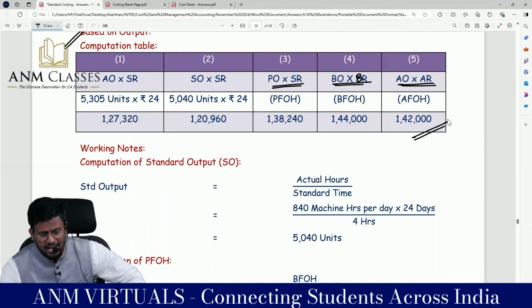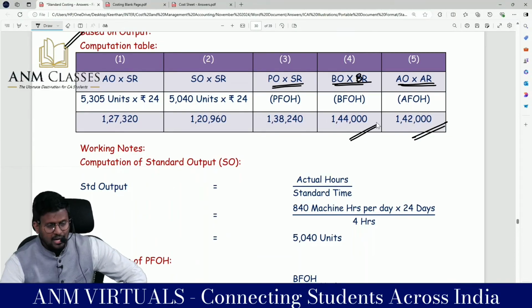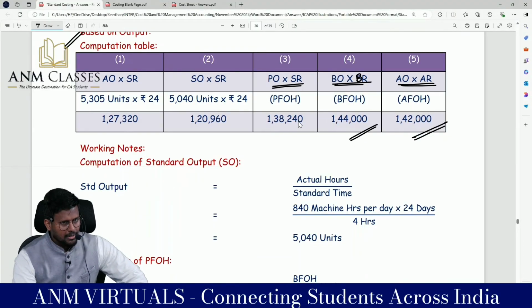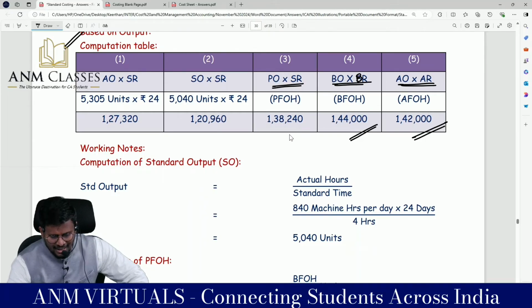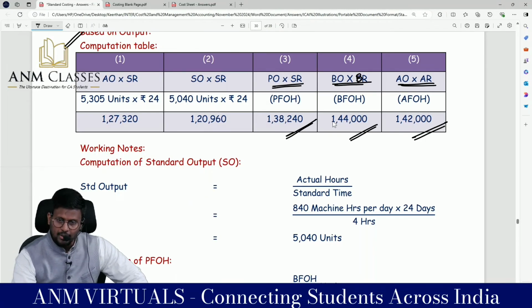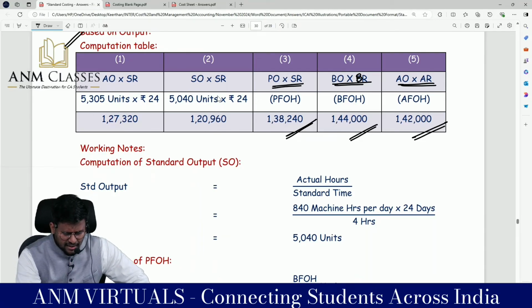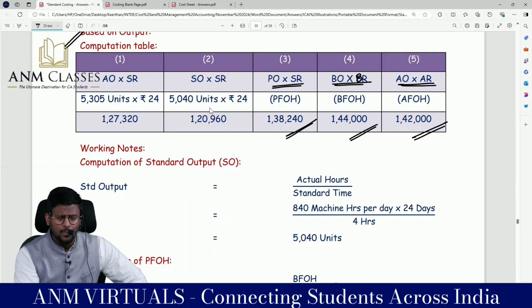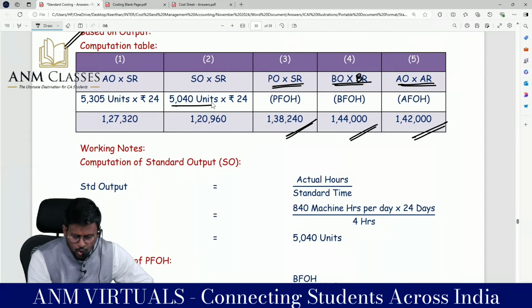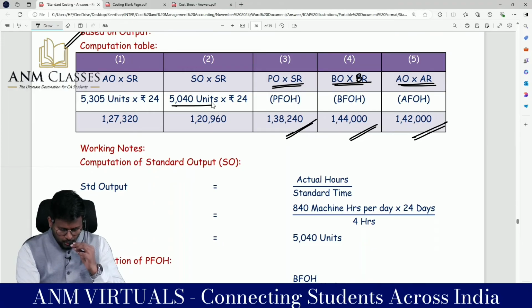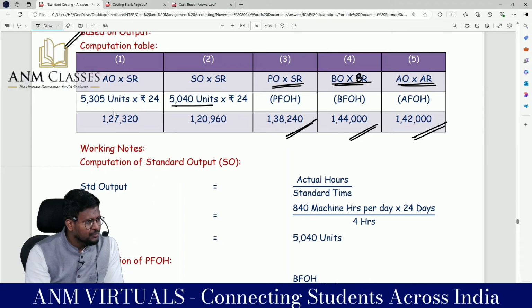AFOH they have given 1 lakh. BFOH they have given 1 lakh. PFOH is nothing but BFOH divided by BD into AD, 1,38,240. Are you really with me? Yes, sir. Standard output is nothing but actual hours worked divided by standard time into standard rate. So the standard output is 5040 units. And actual output already given into standard rate, we have found as 21,220, so 1,27,320.